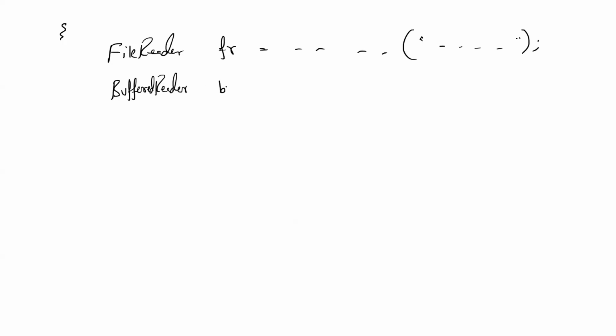BufferedReader br equals new BufferedReader of the FileReader object, because BufferedReader can't communicate directly. It definitely needs a file. BufferedWriter needs FileWriter, BufferedReader needs FileReader. Otherwise, it will not work. Then, by using this BufferedReader to read a line, br.readLine is the method. readLine is a method.